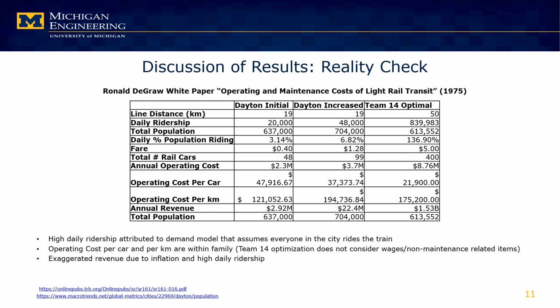When we look at this, we see some numbers that are similar to ours and some numbers that are different. We see that we have a much higher daily ridership, which we attribute to our demand model, which assumes that everyone in the city rides the train. We do also see that the operating costs per car and per kilometer are within family compared to the Dayton, Ohio proposal, and our exaggerated revenue is due to inflation, which is caused by our increased fare, and the high daily ridership from our demand model.